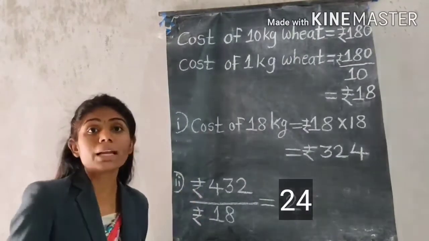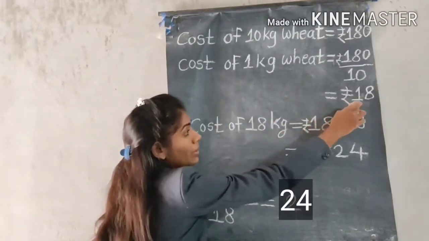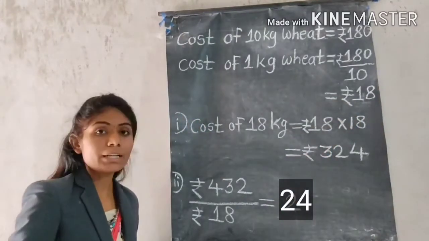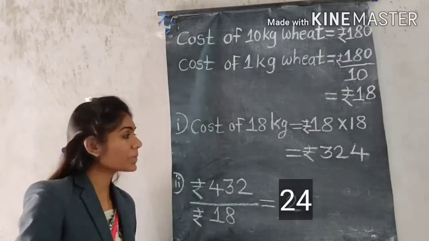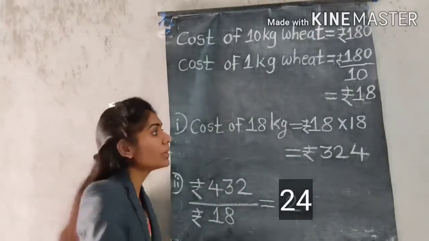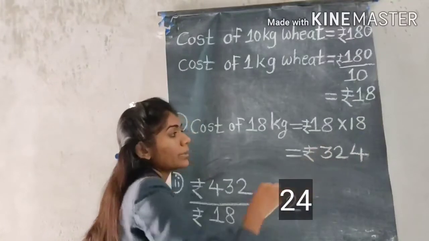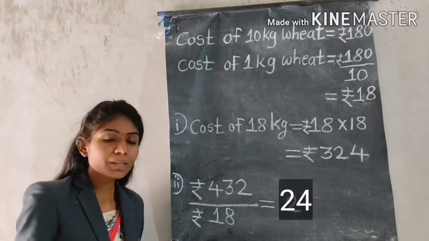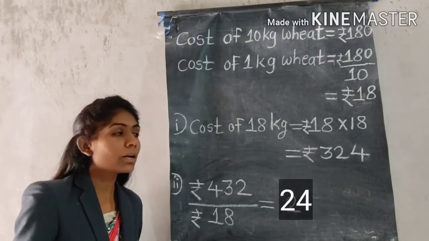And this value we can use to find the first answer. Using this 1 kg cost, we can find the cost of 18 kg of wheat. So the cost of 18 kg wheat is equal to rupees 18 into 18, which is equal to rupees 324. So the cost of 18 kg wheat is rupees 324.